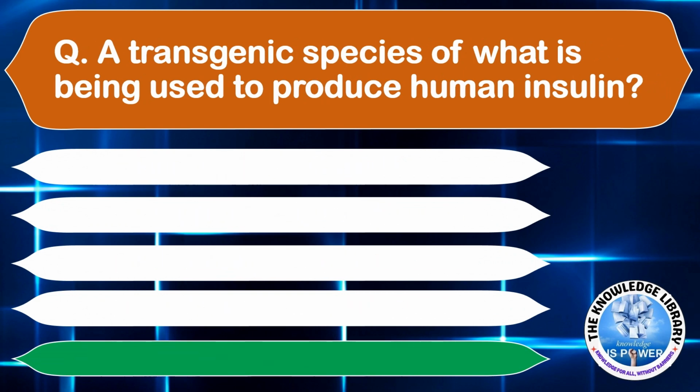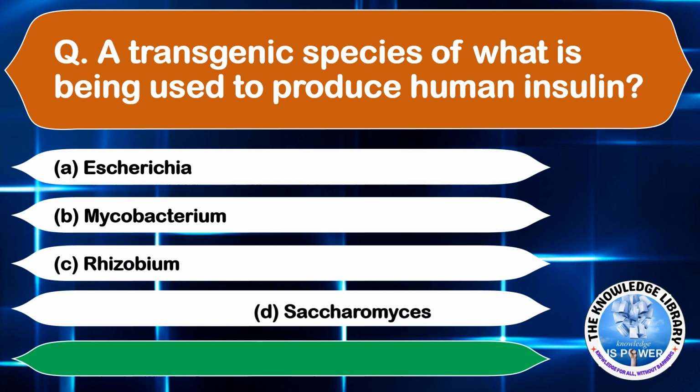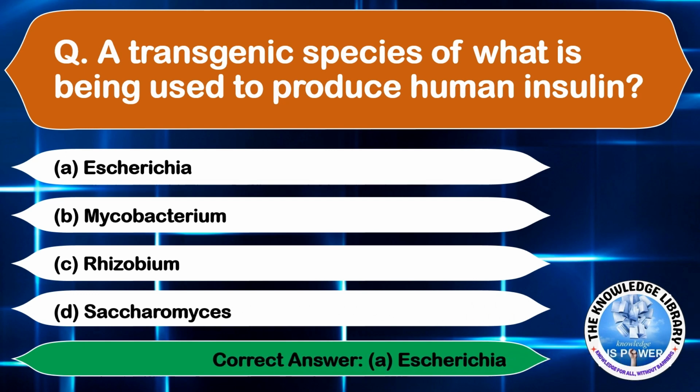A transgenic species of what is being used to produce human insulin? Option A, Escherichia. Option B, Mycobacterium. Option C, Rhizobium. And option D, Saccharomyces. The correct answer is option A, Escherichia. Moving on to the next question.